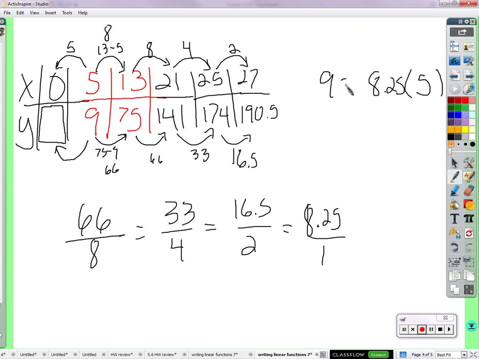So we start at 9, subtract 8.25 times 5. Grab a calculator. What do you have? 32.25. 8.25 times 5. You just subtracted from 9, though. Negative 32.25.